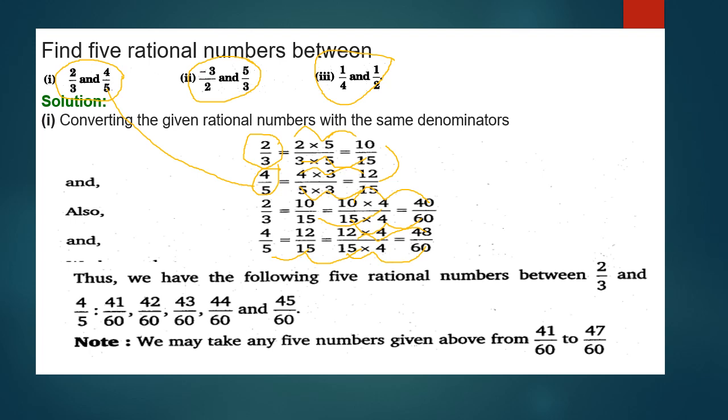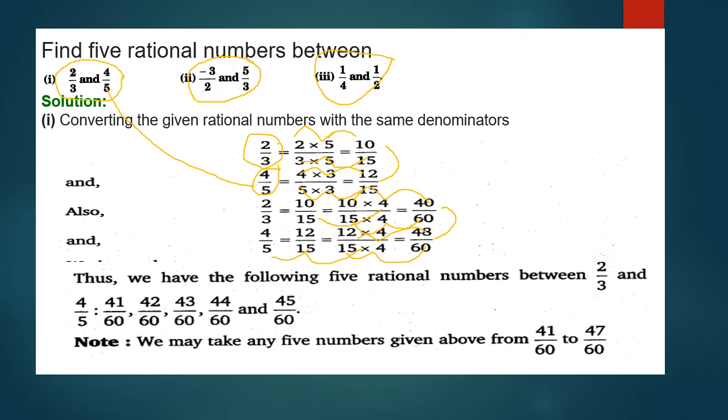So now the resultant rational numbers are 40 by 60 and 48 by 60. Now it is easy for us to find the 5 rational numbers. After 40 by 60, we can write 41 by 60, 42 by 60, 43 by 60, 44 by 60, 45 by 60 as the 5 rational numbers which lie between 2 by 3 and 4 by 5.